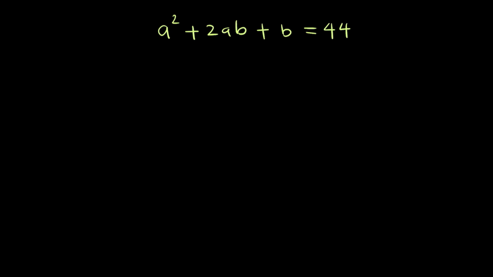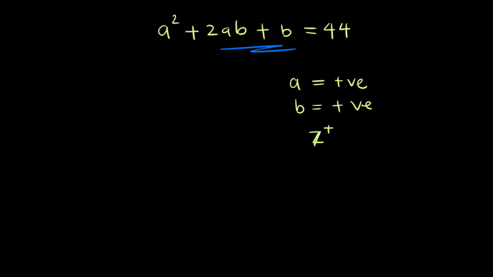In this video we want to solve for a and b. Given this problem, a squared plus 2ab plus b is 44. We are required to find all positive integer values of a and b. So to begin solving this problem, we need to have at the back of our mind that the values of a and b must be positive and they must also be integers. So positive integers, that's what we are looking for in this problem.